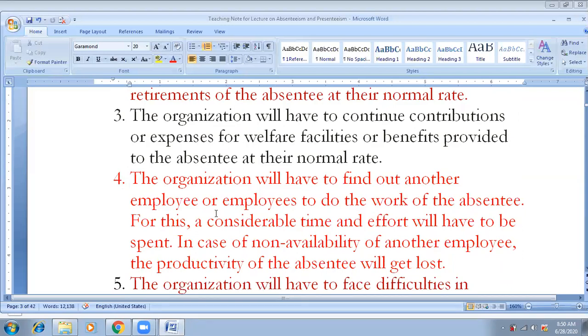Because work is there, the employee is not there. The work has to be done. If there are customers who are waiting, then the work has to be done. Then the relevant superior has to find replacement for absentees. For this, considerable time and considerable effort will have to be spent. In case of non-availability of another employee, of course the productivity of the absentee will get lost.